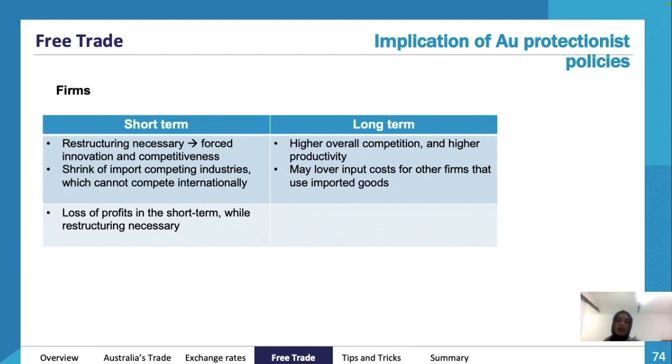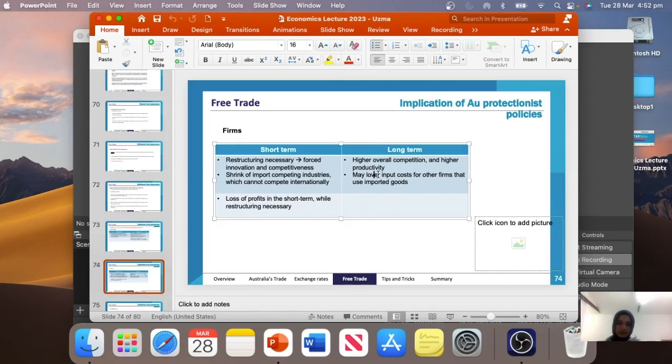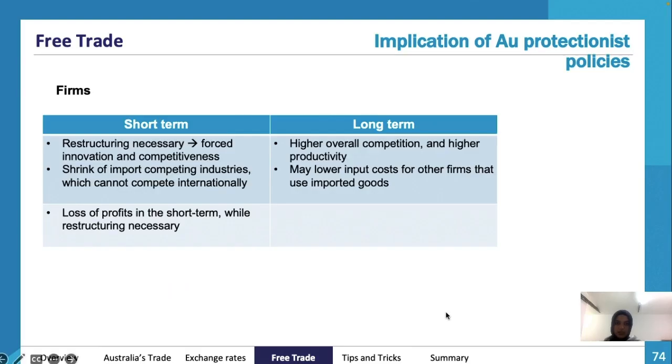So basically higher overall competition and higher productivity, and this should say may lower. Let me just fix that. So it may lower import costs for other firms that use imported goods as well, right? So something to have a think about there.